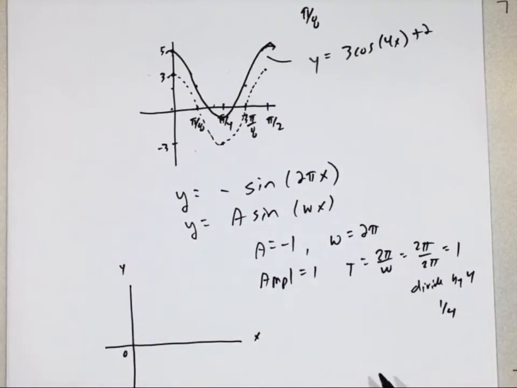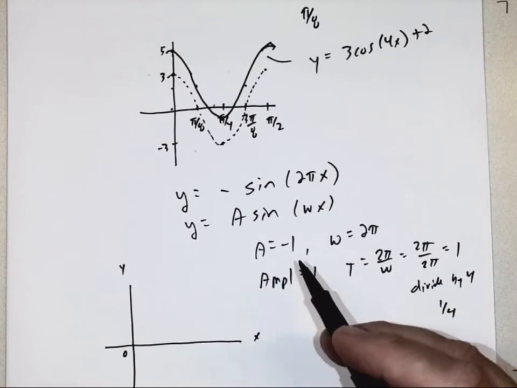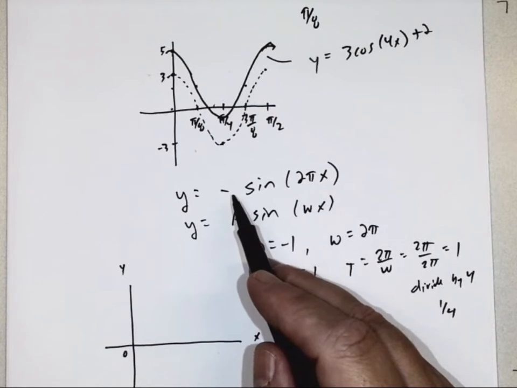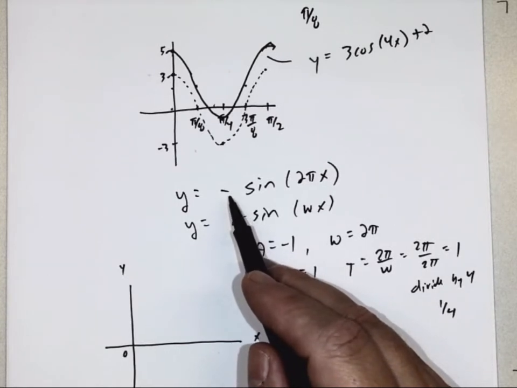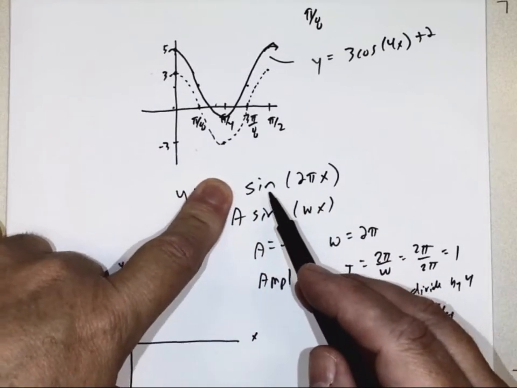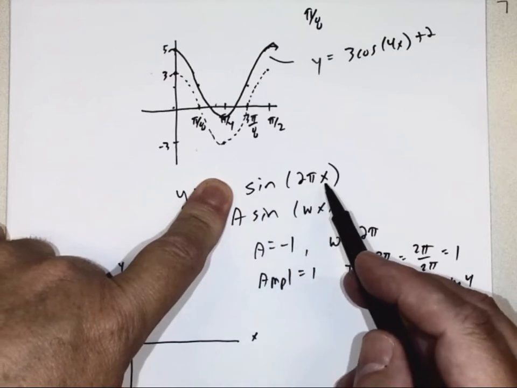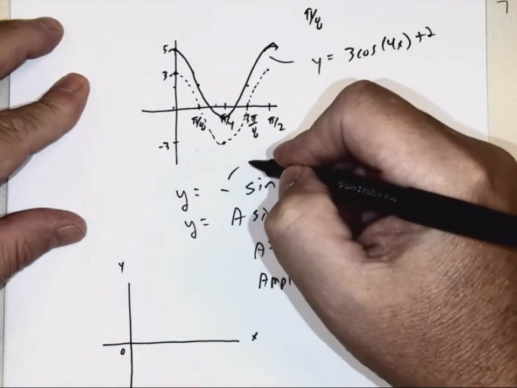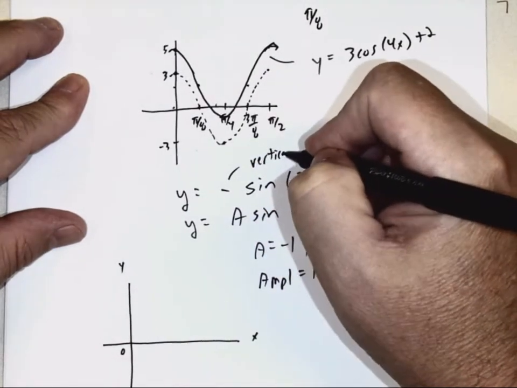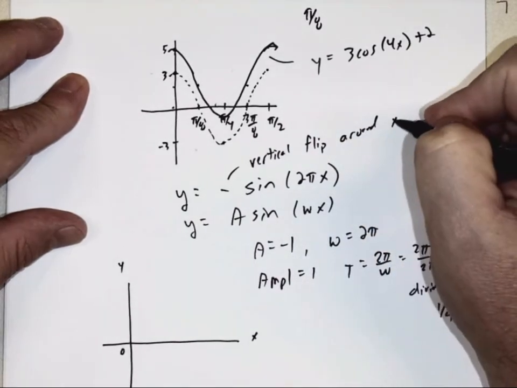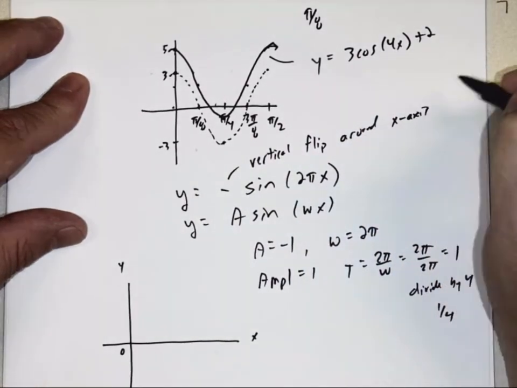First of all, the amplitude, now here's what's interesting. The amplitude is 1. But this minus up here is going to change things. And what I'm going to do once again is first ignore the minus sign and graph sine of 2 pi x. Because what the minus sign does, it causes what we call a vertical flip around the x-axis.